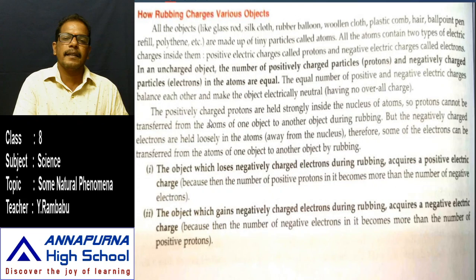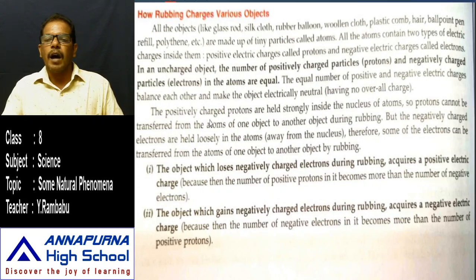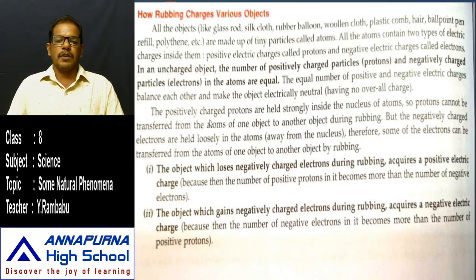Electrons are loosely packed in the atom. That's why these electrons, meaning negatively charged particles, are transferred from one object to another only when they are rubbed. For example, a glass rod is taken, and that glass rod is rubbed with a silk cloth.